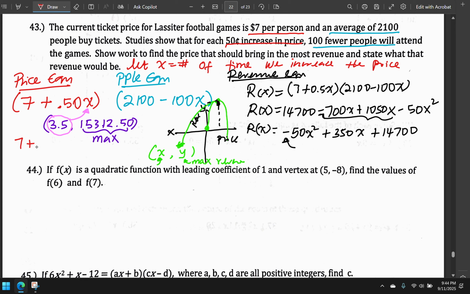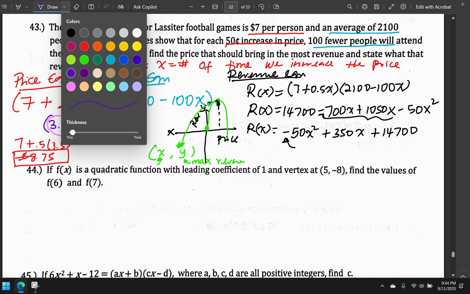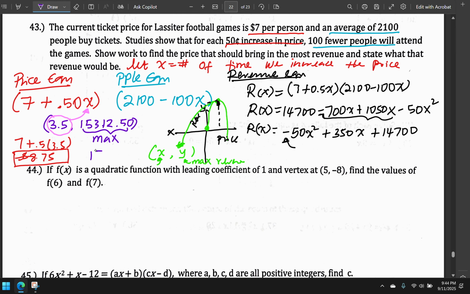So 7 plus 0.5 times 3.5. So the price is, let's see, 8.75. So what we are seeing is that at $8.75 per ticket, we are maximizing our profit, and the maximum profit we're going to make is $15,312.50. This is the maximum profit. So those two boxes are the answer to this question. 8.75, 15,312.50. Hope that makes sense.